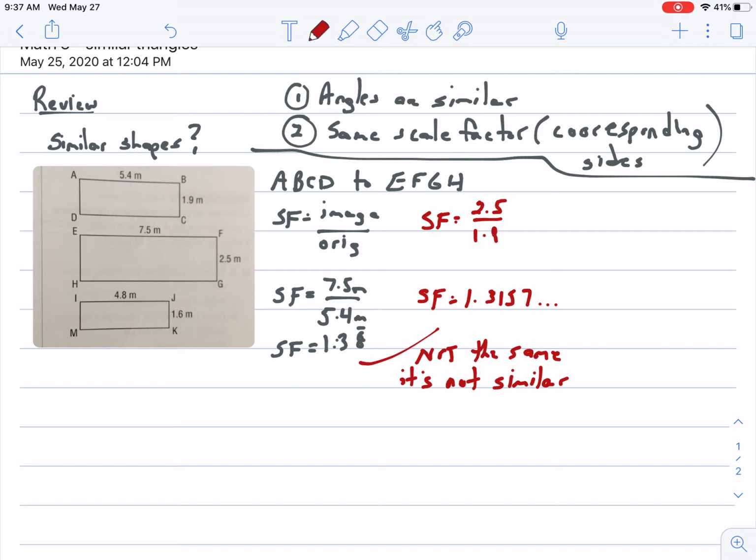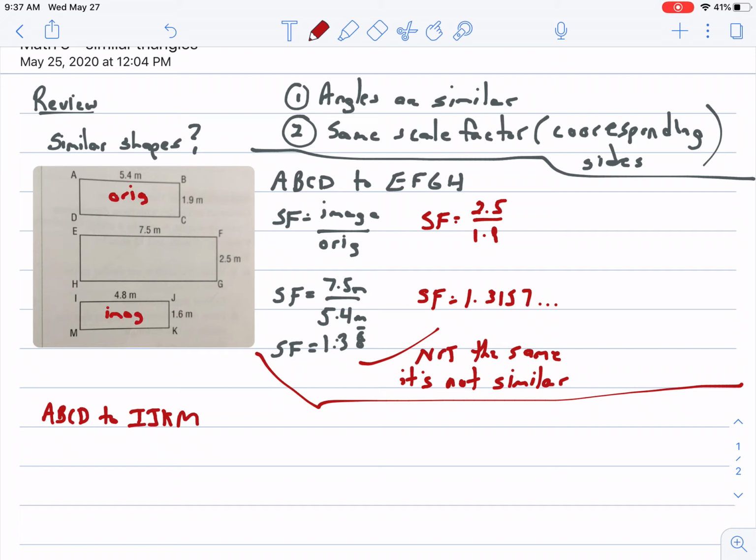I'm going to compare ABCD to IJKM. So I'm looking at doing this again. I'm basically doing the same process, only now I'm going to compare two different ones. So same thing, I have to start by identifying which one's going to be my original and which one's going to be my image so I can compare those scale factors.